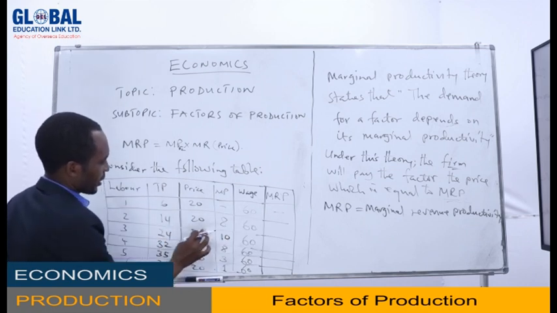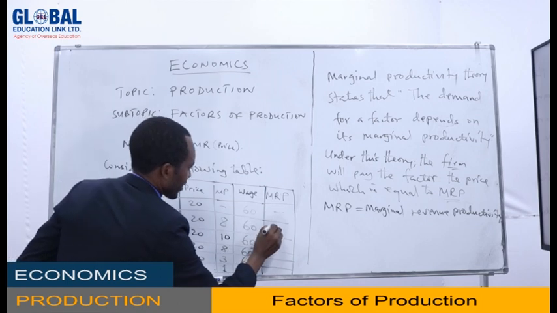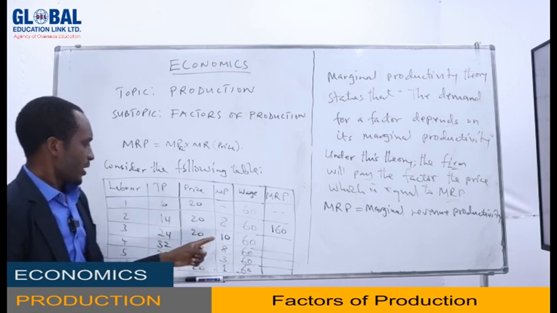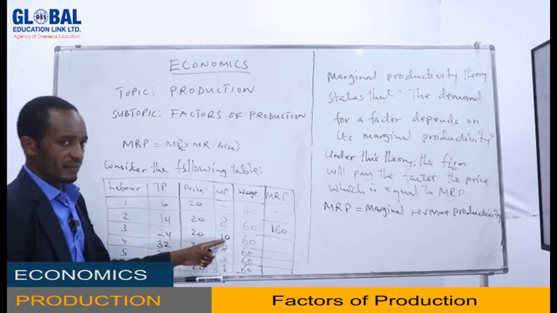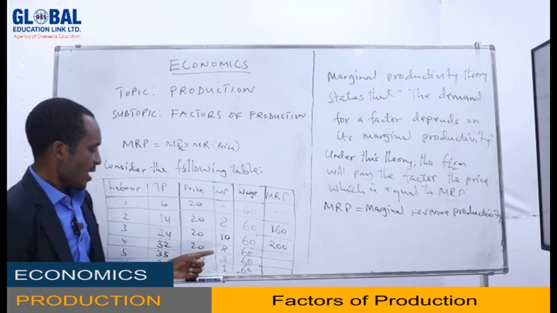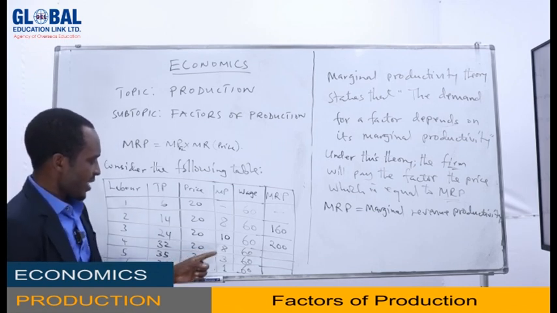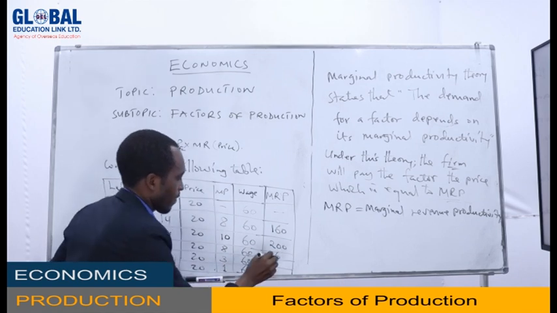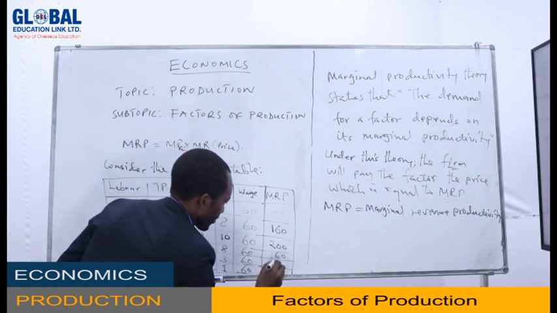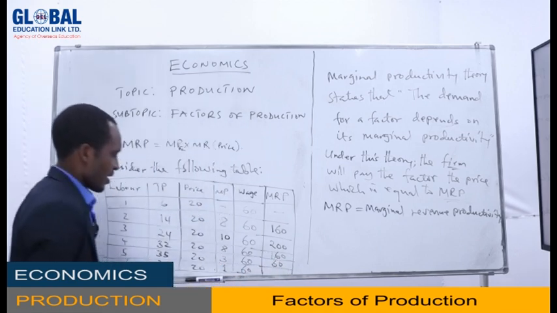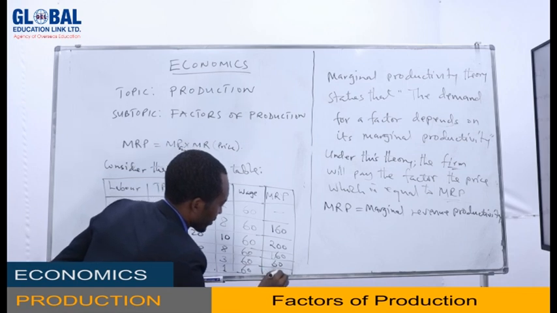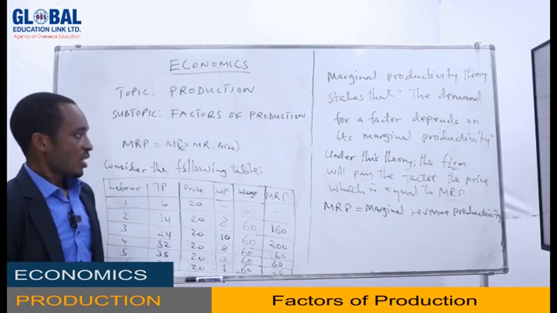And here it will be 20 times 8, which is 160. And here it will be 20 times 10, which is 200. And here is 20 times 8, which is 160. And here is 20 times 3, which is 60. And here is 20 times 1, which is 20.